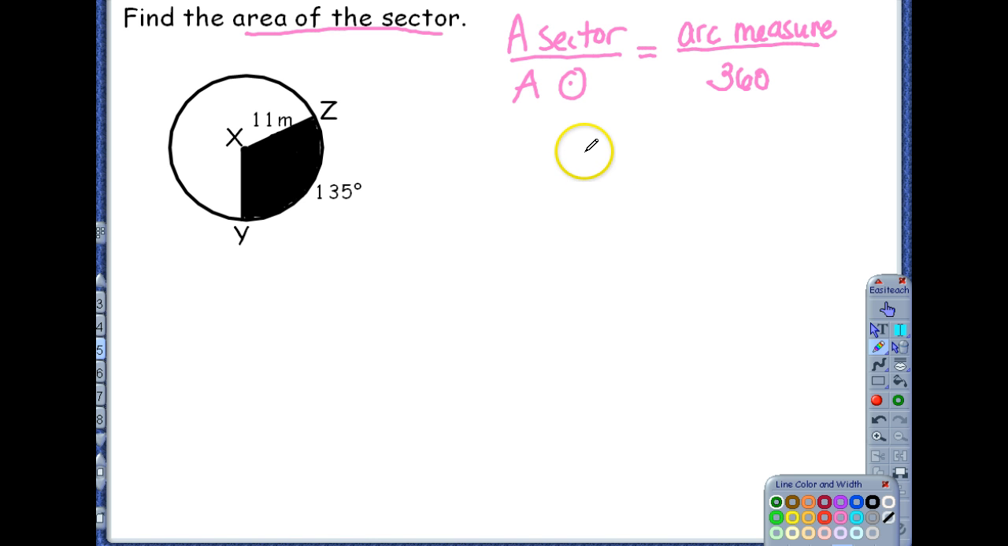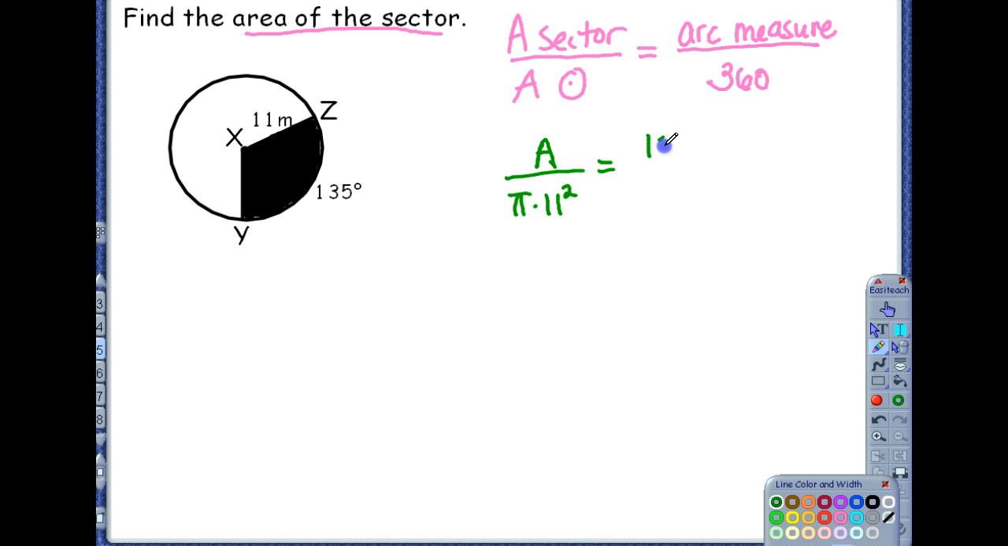Okay, we can say X, we could call it A, whatever you want. What do you want to call it? Let's call it A. Okay, over. Now, how do you find the area of a circle? Pi r squared. And they give you the radius is 11.